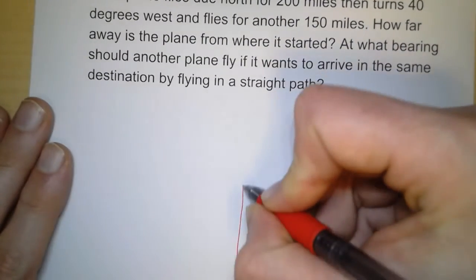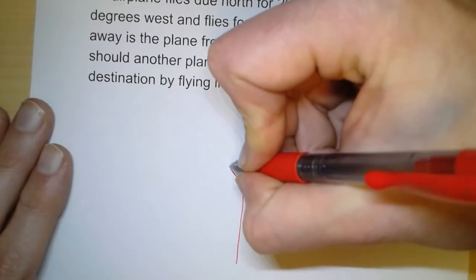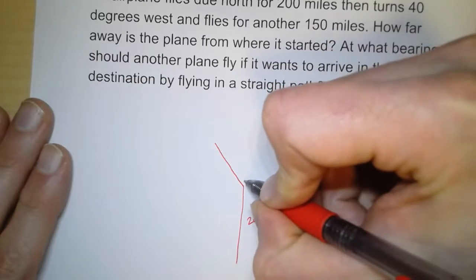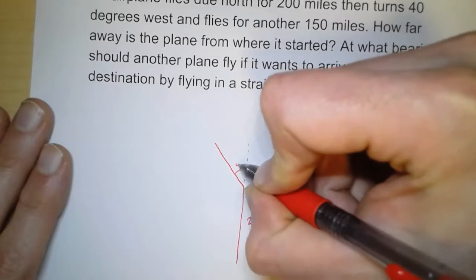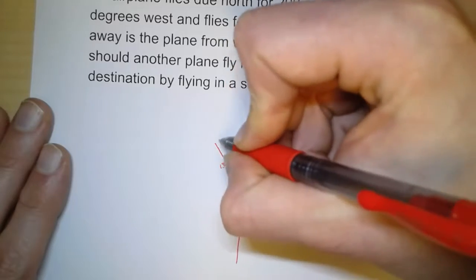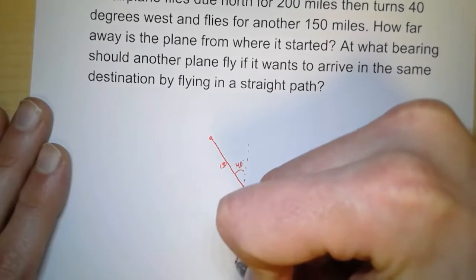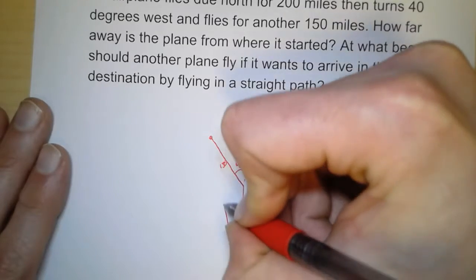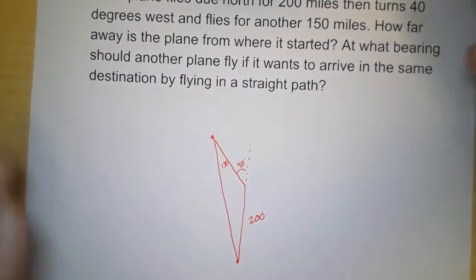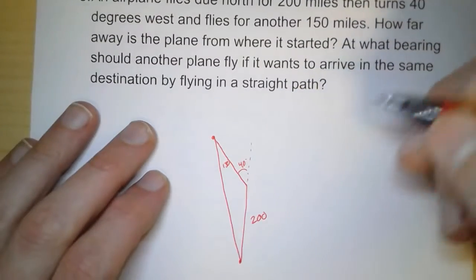So it flies north, so it goes up for 200 miles. And then it turns 40 degrees to the west. So here's where it would have gone. And here's 40 degrees. And then it goes for another 150 miles. That's about right. Now the question is, what if instead we had taken a straight line path? That's what we want to know. So this is the triangle that we're interested in.